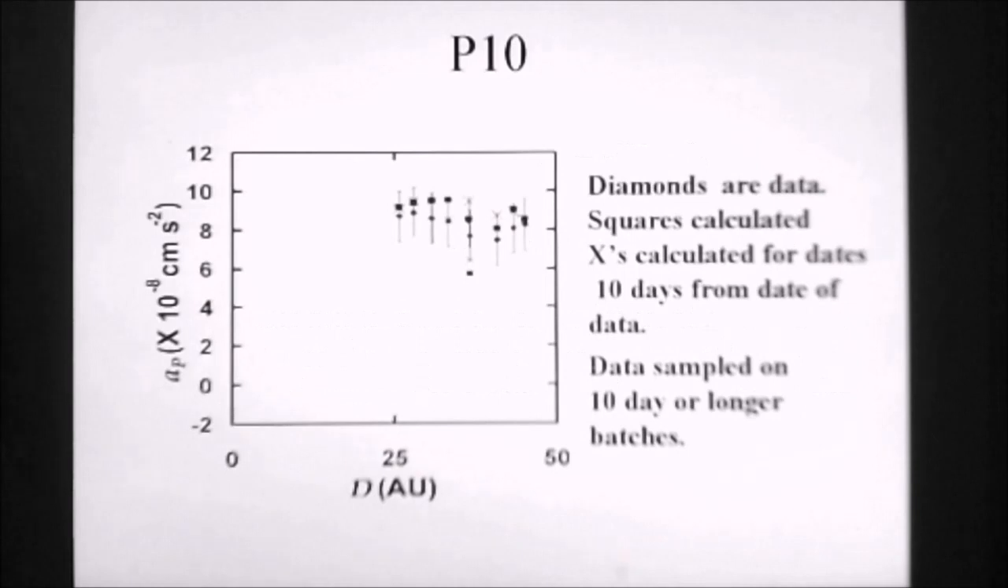This is the data for Pioneer 10. The diamonds are the data, which are here, here, and here. The squares are calculated, and you can see it's a pretty good fit. The X's here are calculated for dates 10 days from the date of the data, and that's because the duration of taking a data point has been about 10 days.